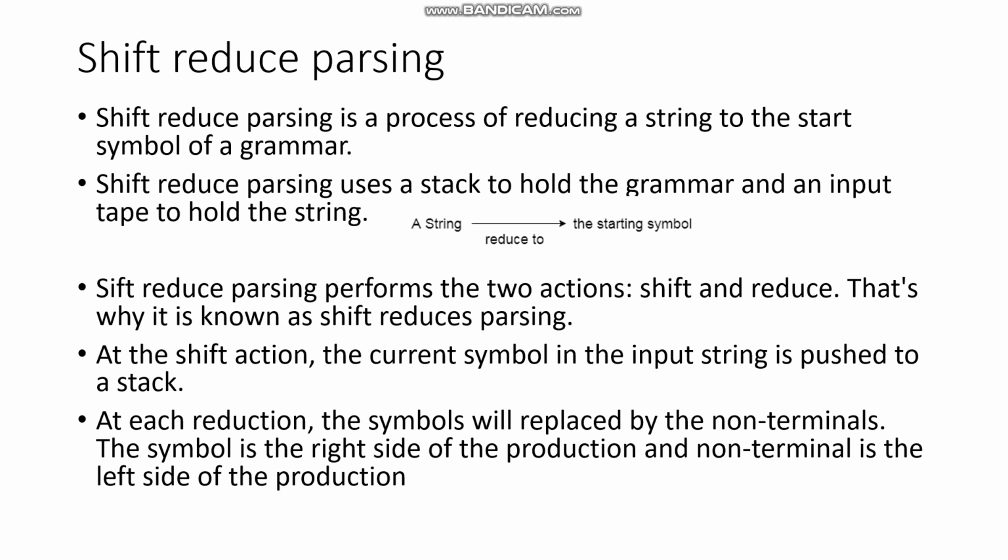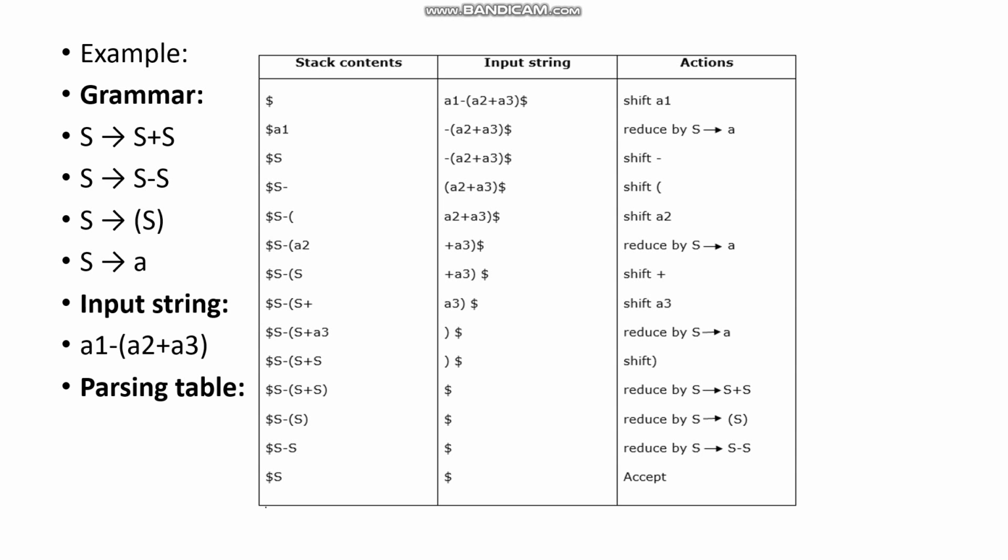An input buffer is used to hold the string w to be parsed. In this scenario we are going to use the dollar. Dollar is used to mark the bottom of the stack and also the right end of the input. Initially the stack is empty and string w is on the input. The parser proceeds by shifting zero or more input symbols onto the stack until a handle beta is on top of the stack, matching the right hand side of the appropriate production.